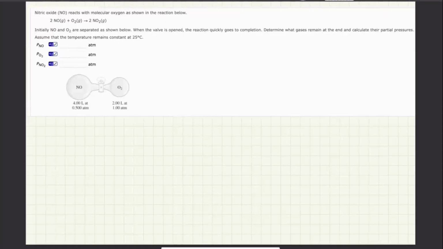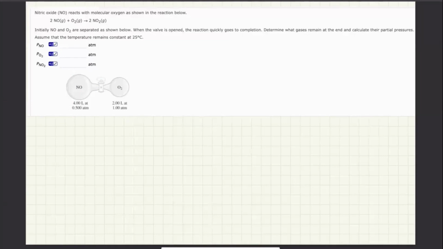Okay, so this question, they ask what are the partial pressures of NO gas, O2, and NO2. So the first thing, they did give us a diagram here. We know that the NO and the O2 are separated through a valve, right? And they gave us the volume and the pressure of each of those.